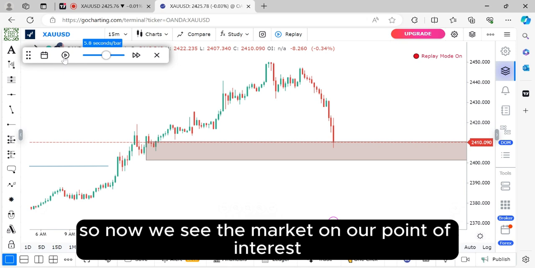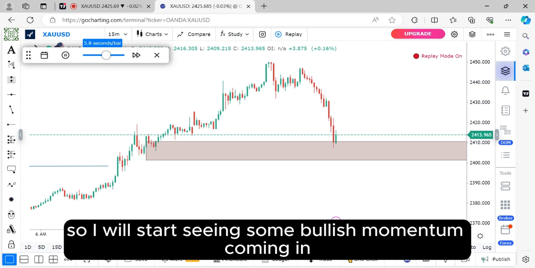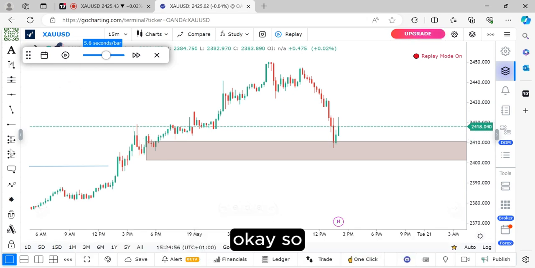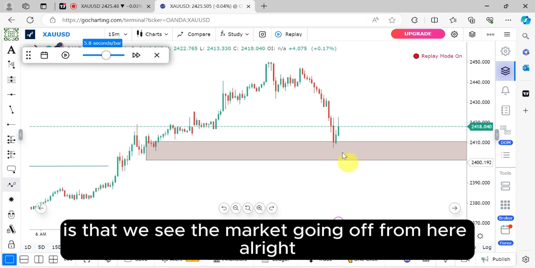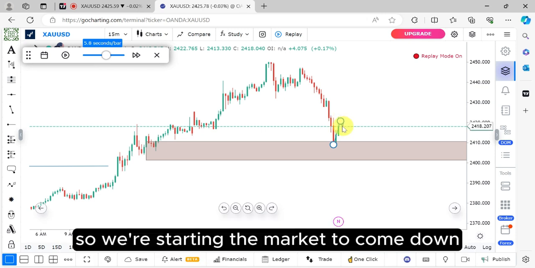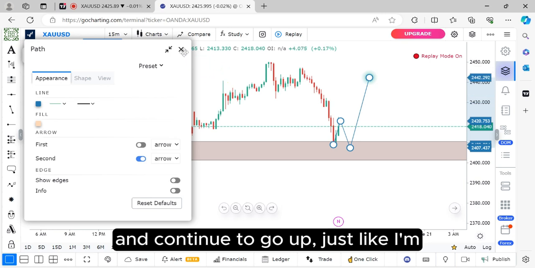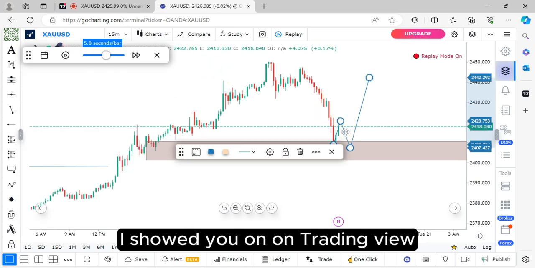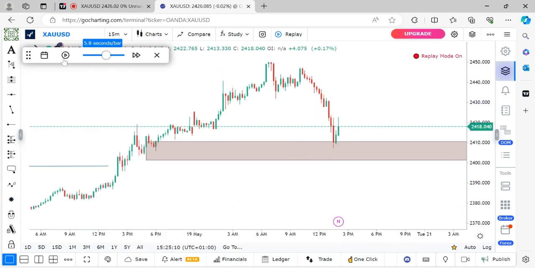Okay, so now we see the market on our point of interest, and we start seeing some bullish momentum coming in. Okay, so what I mean by bullish momentum is that we see the market going up from here. All right, so we're expecting the market to come down and continue to go up, just like I showed you on TradingView.